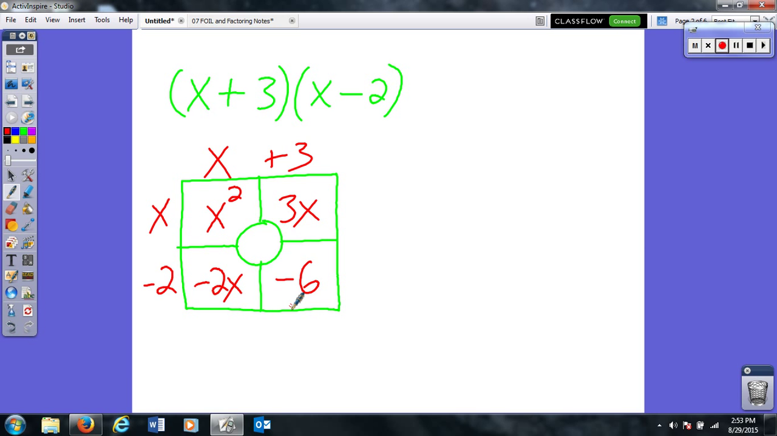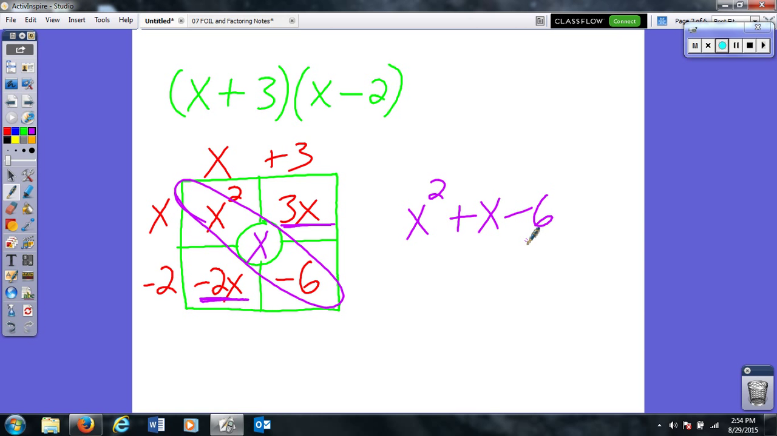Then that circle in the middle, that's for combining like terms. So the negative 2x here and the 3x here, those are like terms. We can combine those together and get 1x, or just x. And then along this diagonal here, that is the trinomial we're looking for. So x squared plus x minus 6.